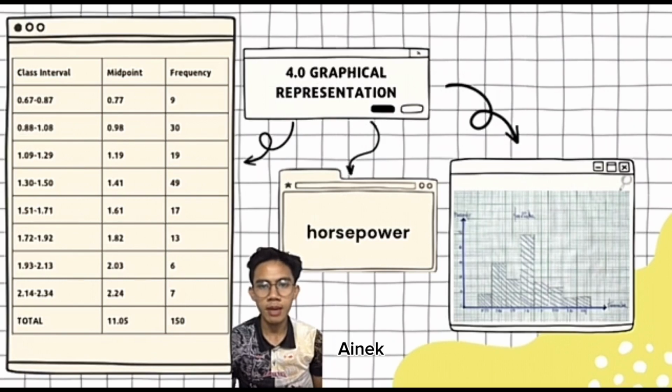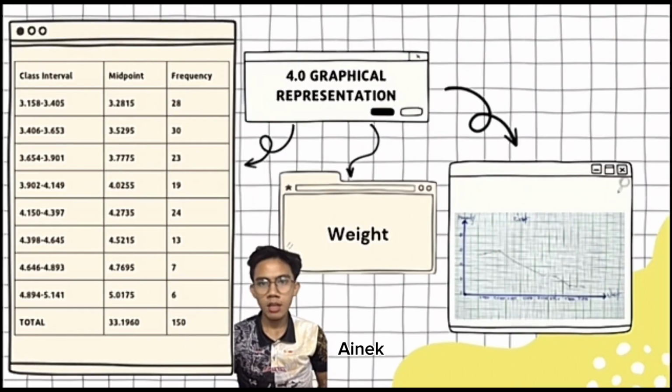Class interval number 8 is 2.14 until 2.34, midpoint 2.24, and frequency 7. Last but not least, 4.4 is the frequency polygon for the weight. Refer to table 4. We have class interval, midpoint, and frequency. For the first class interval, it is 3.158 until 3.405, midpoint 3.2815, and frequency 28.